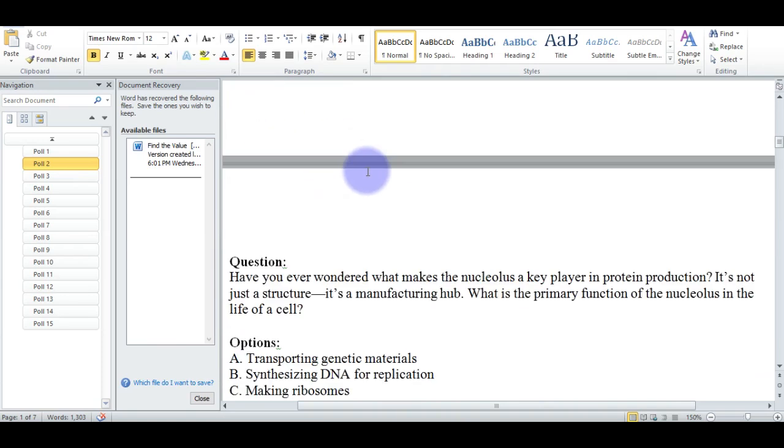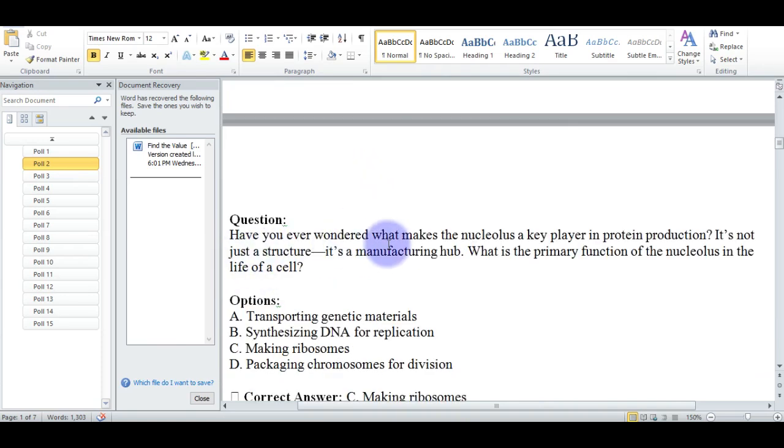Question number 3 is, have you ever wondered what makes the nucleus a key player in protein production? It is not just a structure, it is a manufacturing hub. What is the primary function of the nucleus in the life of a cell? A. Transporting genetic materials. B. Synthesizing DNA for replication. C. Making ribosomes. D. Packaging chromosomes for division. The correct answer here is C.